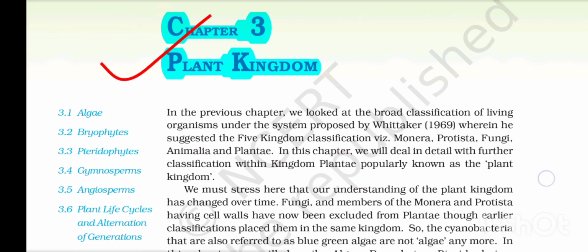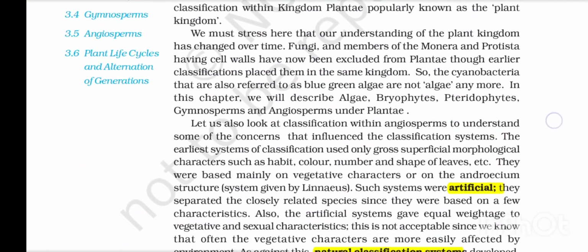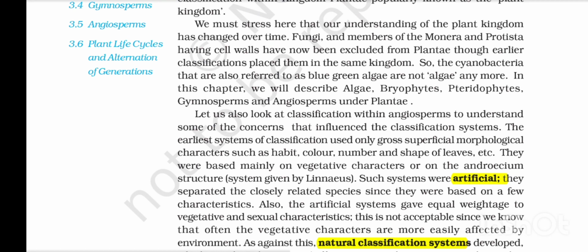We must trace here that our understanding of the plant kingdom has changed over time. Fungi and members of the Monera and Protista having cell walls have now been excluded from Plantae, though earlier classification placed them in the same kingdom. So, the cyanobacteria that are also referred to as blue-green algae are not algae anymore. In this chapter, we will describe algae, pteridophytes, bryophytes, gymnosperms, and angiosperms under Plantae.